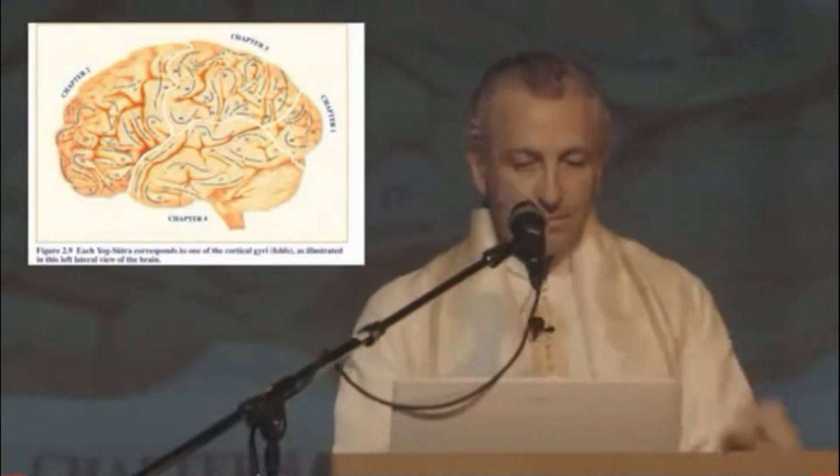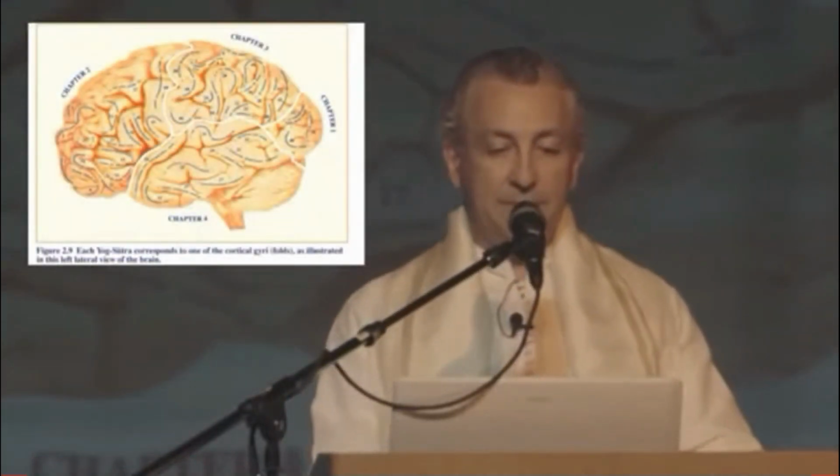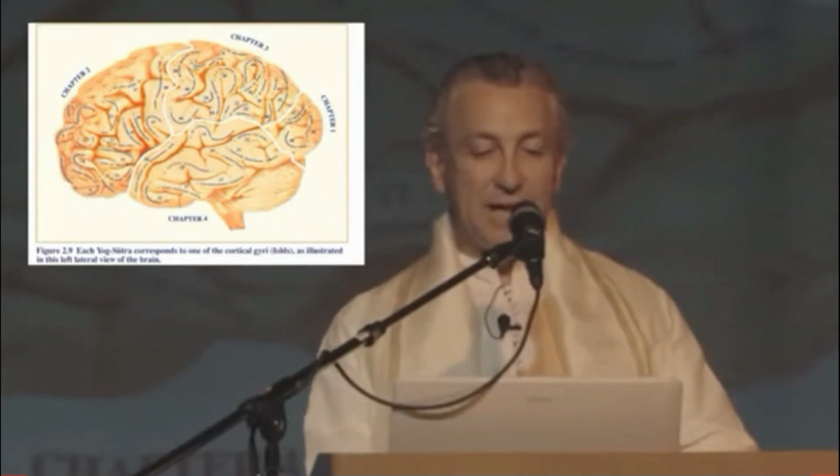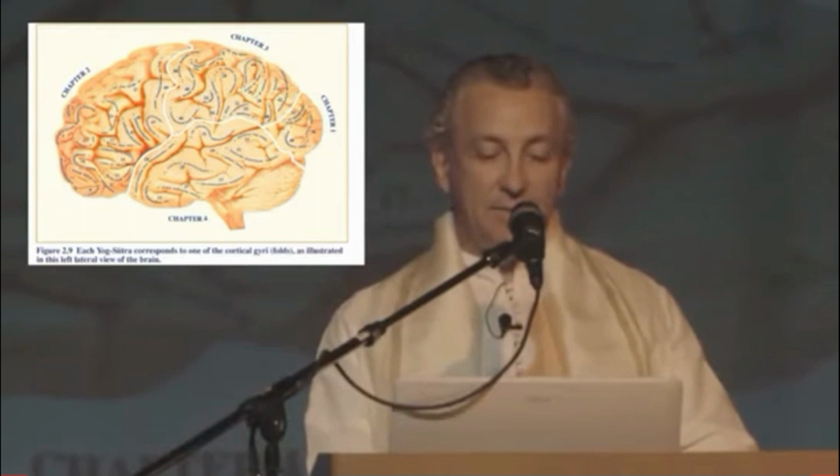These 4 lobes of the brain correspond one-to-one to the 4 chapters of yoga in their structure and in their function. And if you look deeply into it, this is a brain without the skull. We're looking at it from the side, and these are the different parts of the brain.